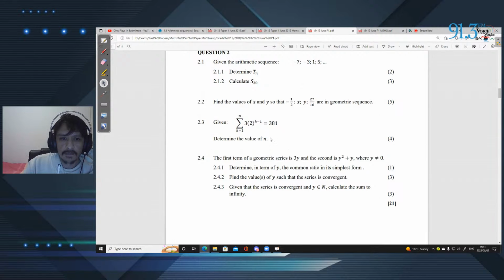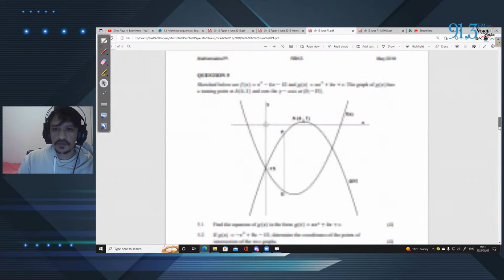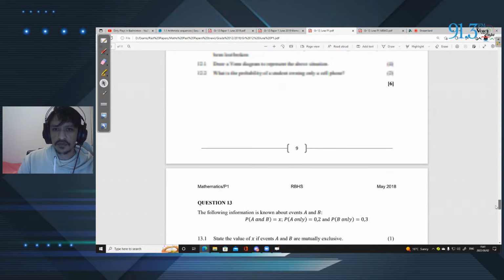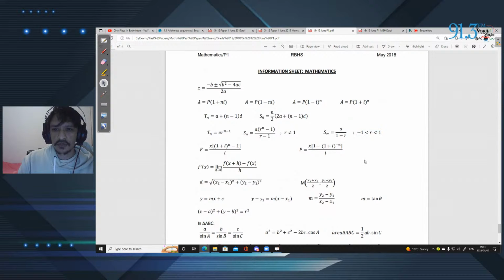Excellent. Okay. Given that the series is convergent and y is an element of natural numbers, calculate the sum to infinity. Okay. So they want us to calculate the sum to infinity. So therefore, we have to use this equation down here. You scroll down. So it's convergent, so now we have to use this equation here. The sum to infinity is equal to a over 1 minus r. As easy as that.